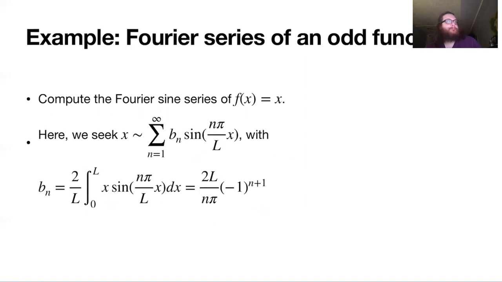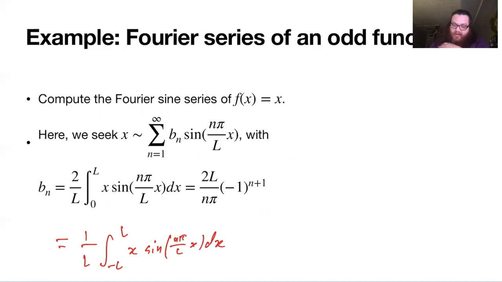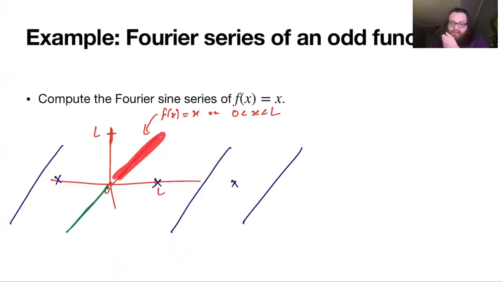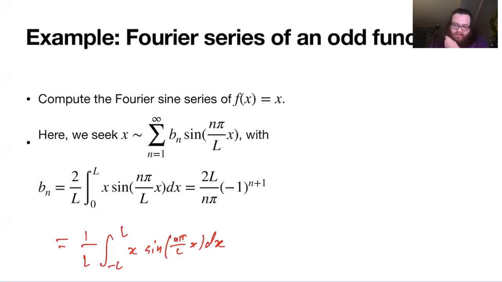In this case, you could also use the formula integral from negative L to L of x sine of n pi over L x dx. This is because the function x is its own odd extension. Take the odd extension of this piece, and you have the same definition for the function. So in this case, either of these would work.